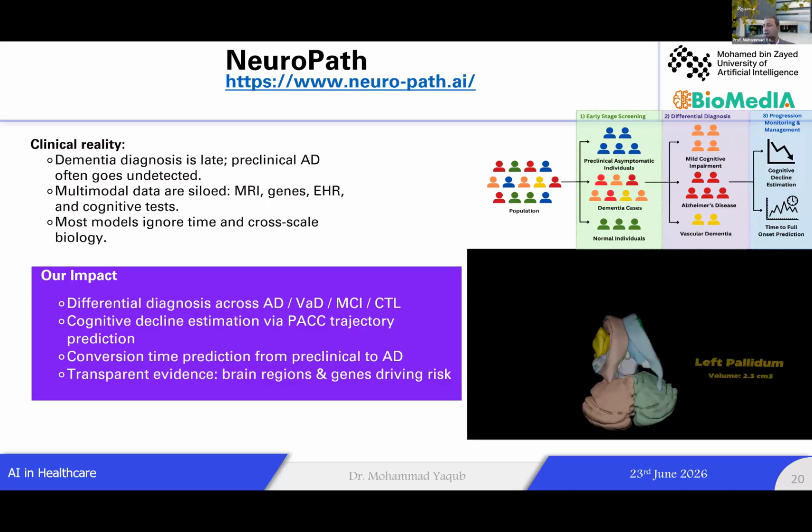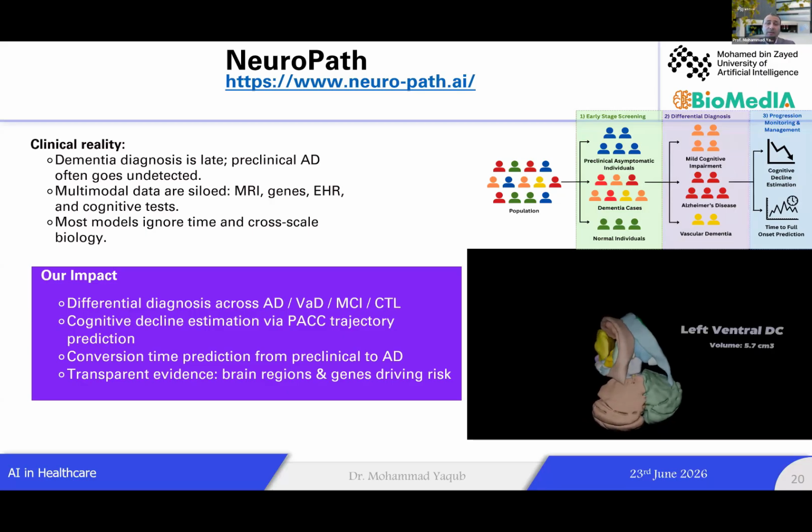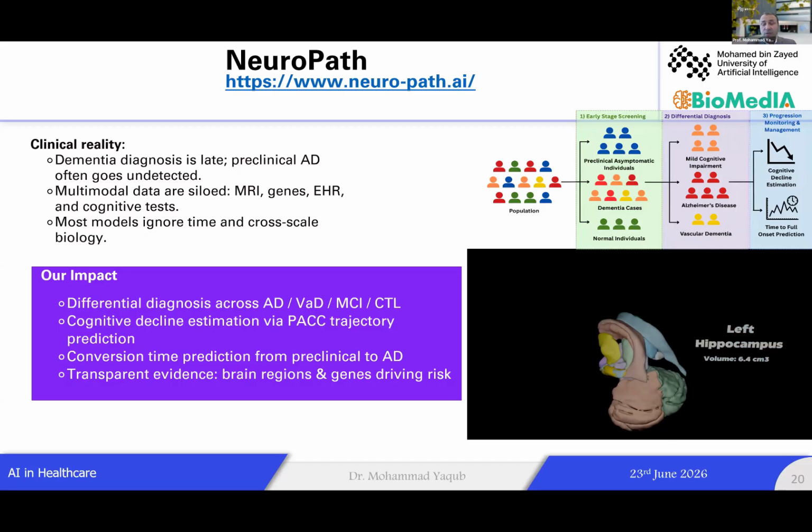So that's MS, but let me now come back to this slide, NeuroPath. This is part of a study that my PhD student Selma and I have been working on for almost 3 years now. Our goal was 3 things. We wanted to detect preclinical Alzheimer early. How could you tell that this patient may have Alzheimer as early as possible?